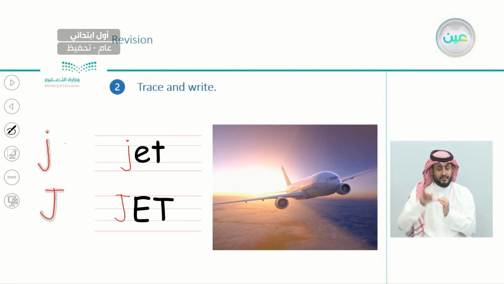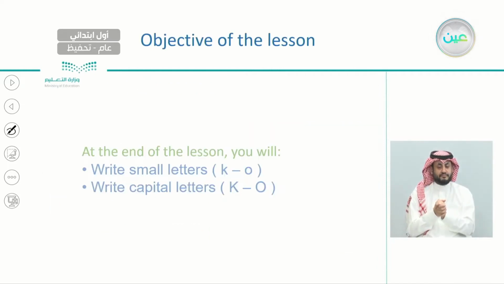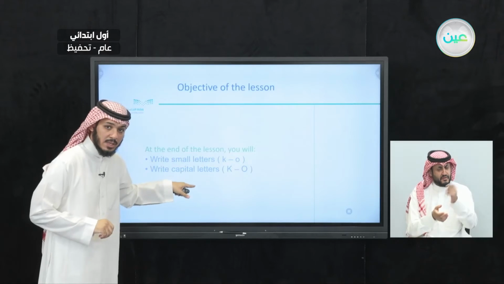So this is J in small, and this is J in capital. Small j starts from number 2 up to number 4, but capital starts from number 1 up to number 3 as always. Now what you will learn today is how to write the letters K to O in small forms and capital forms.